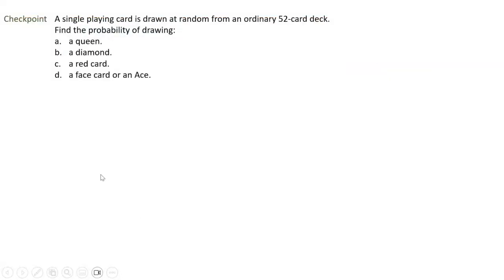Now, a single playing card is drawn at random from an ordinary 52-card deck. Find the probability of drawing a queen, a diamond, a red card, and a face card or an ace.